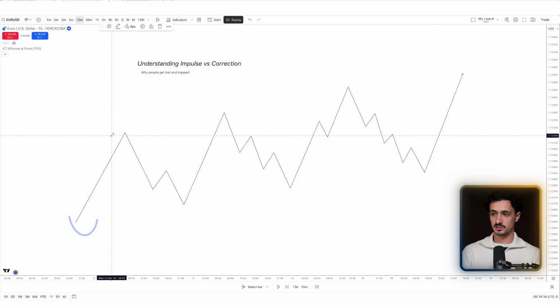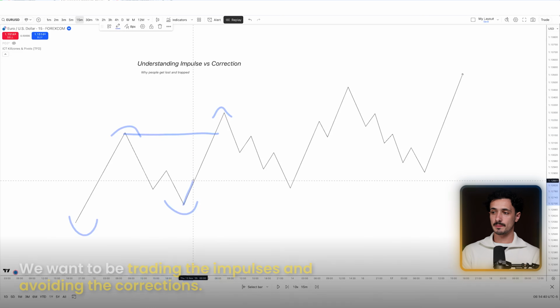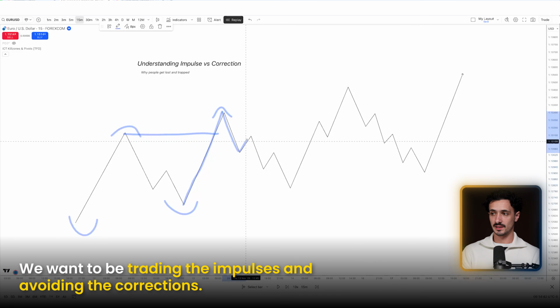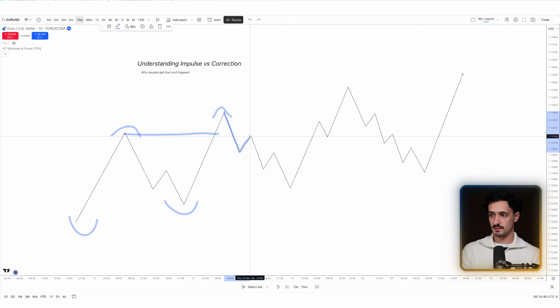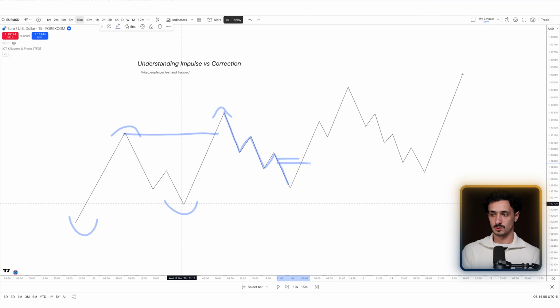And so let's say we've developed a trend. Let's say we are bullish, which we are. Break of structure. We want to be trading the impulses and avoiding the corrections. What many traders get lost in for some reason is they try to be impatient and trade these corrections, because price is coming down in the moment right now. They think that it's a good time to be selling the market. But the reality is it's all about patience.